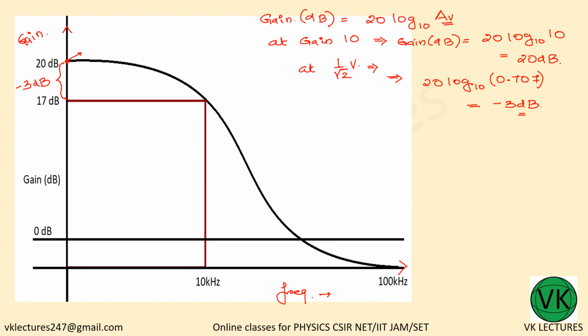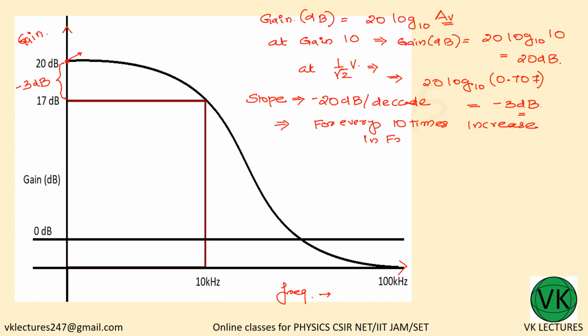Now here you have a slope. The slope is nothing but 20 decibel per decade, that means minus 20 decibel per decade. Now what does this mean? This means that for every 10 times increase in frequency, the gain in decibel reduces by minus 20 decibel. That means if the frequency increases by 10 times, the gain reduces by minus 20.